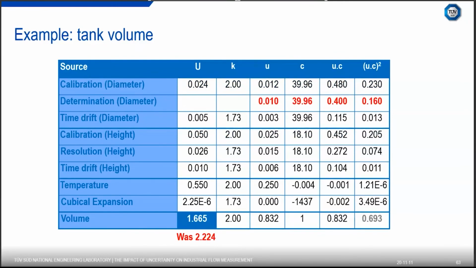So the key point is, if you want to try and reduce your uncertainties, you look at your largest contributions in the UC squared terms and try and bring those down.